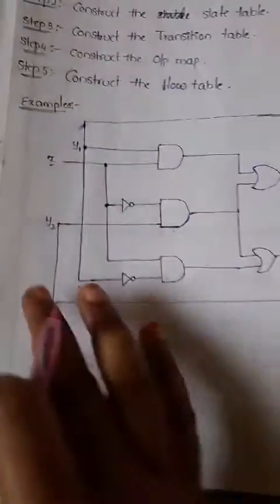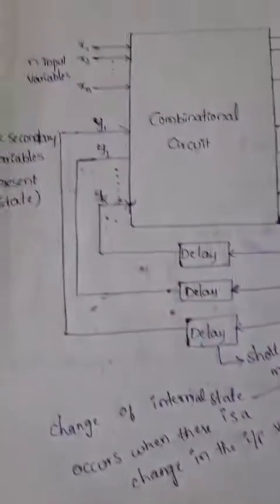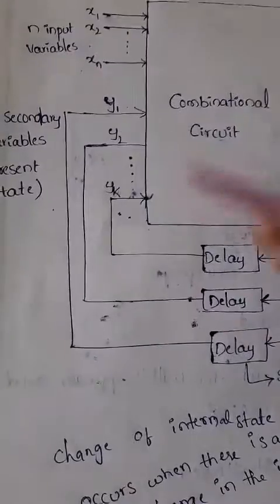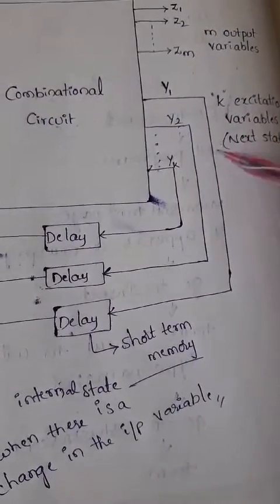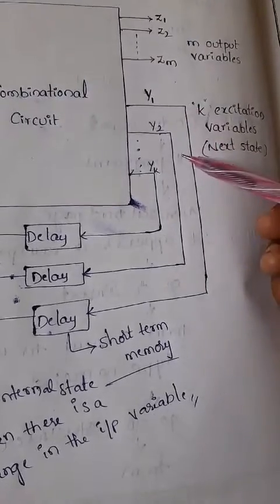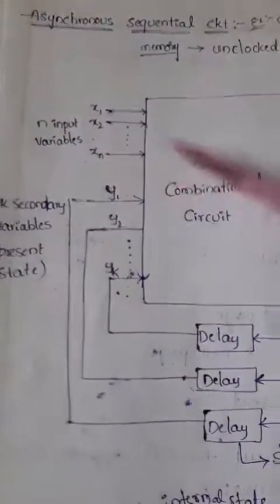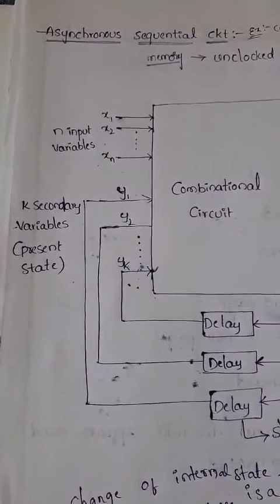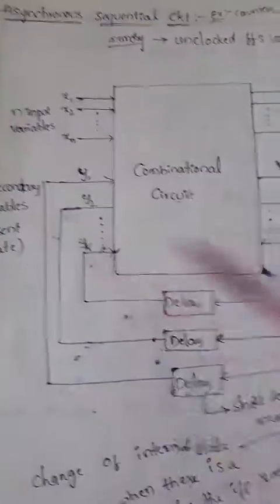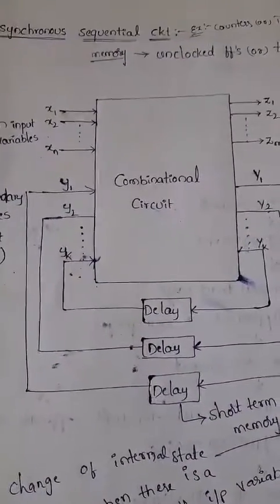From the block diagram, the internal states will be represented like small y1 y2, and the excitation variables will be represented in capital letters. The input variables we can represent like small x1 x2. So these are the input variables, secondary variables, and excitation variables.